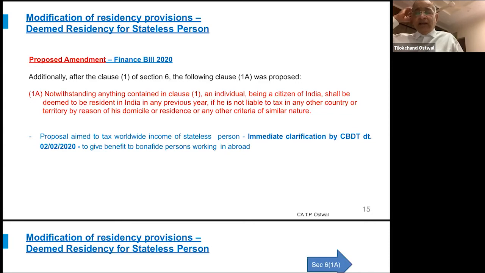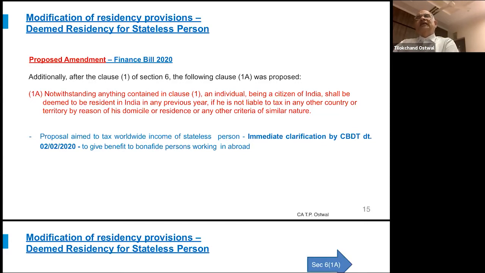Now, Section 6, therefore, further to the amendment which we have discussed, a new criteria was created in the Income Tax Act, and that is subsection 1A which has been proposed. It says, notwithstanding anything contained in subsection 1, an individual being citizen of India shall be deemed to be the resident of India. Deemed resident of India is a new criteria which has been added. In the previous year, if he is not liable to tax in any other country or territory by reason of his domicile, residence, or any other criteria of similar nature. So therefore, if you are a citizen of India and you are staying abroad and you are not taxable anywhere in the world, not liable to tax in the world, then you will be regarded as a resident of India and liable to tax in India.